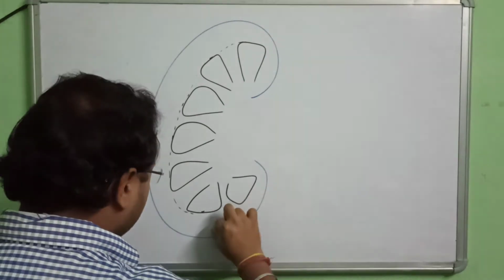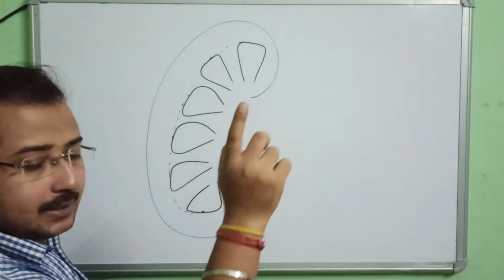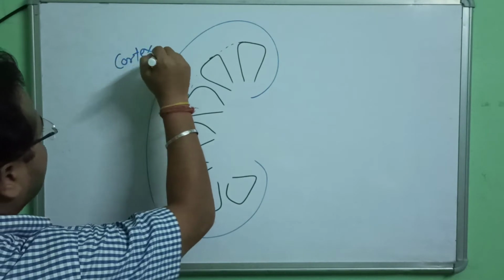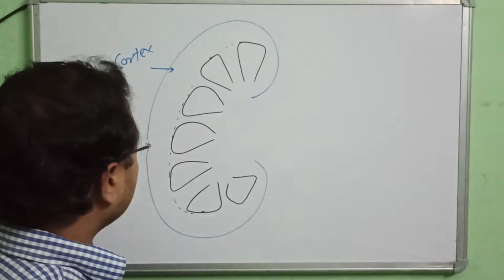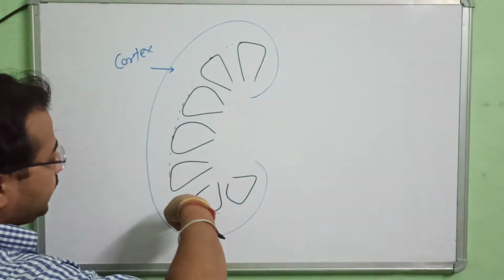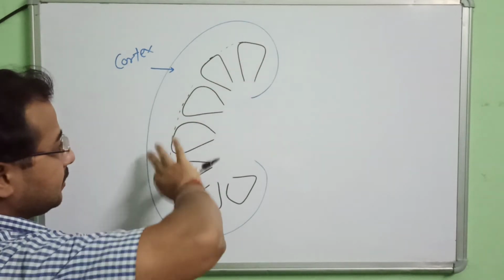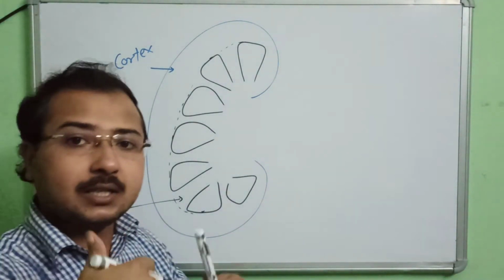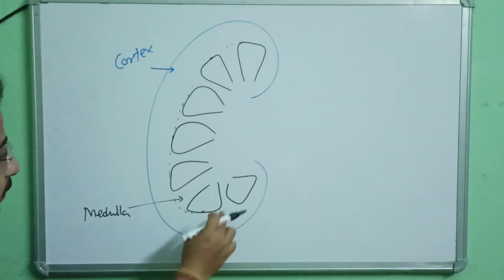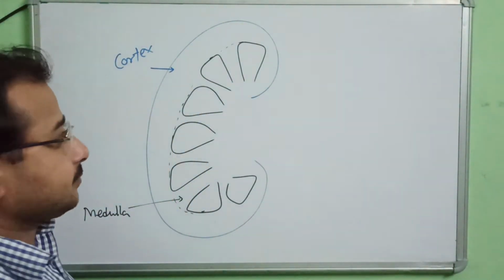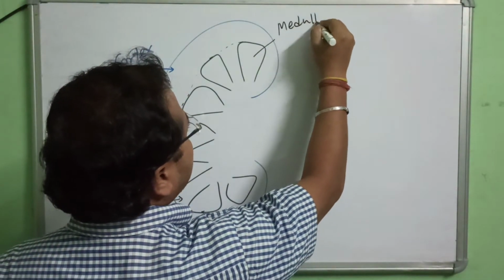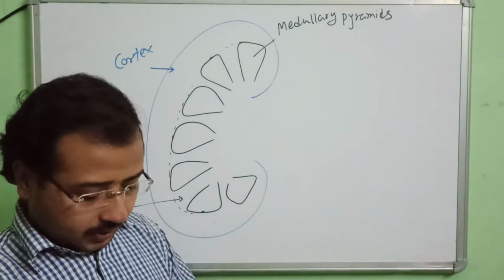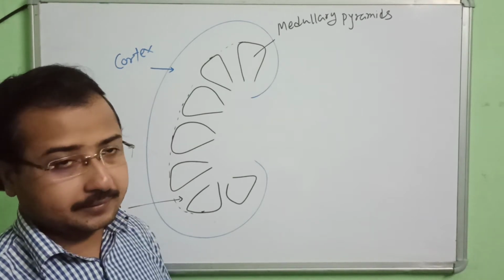Now this part you look, this area which is free, is known as the cortex part of the kidney. Cortex means outer part, periphery. And this area inside, where we see these pyramids present, is known as the medulla. Medulla means towards the inside. Now the pyramids present in the medulla region are known as medullary pyramids. Okay.